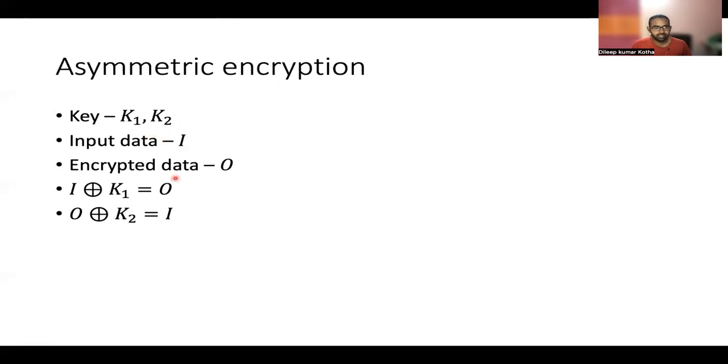Now given input data and encrypted data represented with I and O, I XORing with K1. Here also we are assuming our algorithm to be a simple XOR function. So input XORed with K1 gives output data, and output XORed with K2 will give the input data. Now output XORed with K1 should not give the input data. Input XORed with K2 should not give the output data. So that's the intuition here for asymmetric encryption.